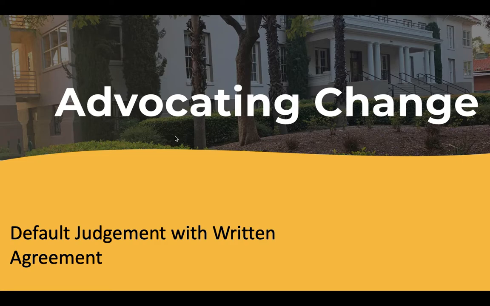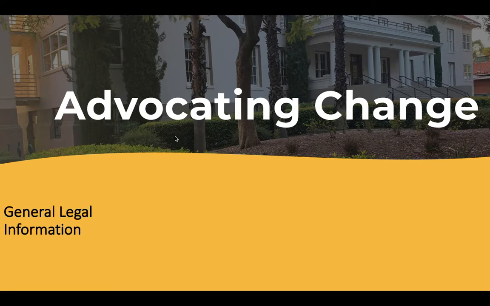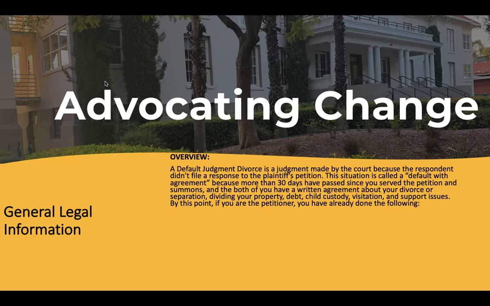Default judgment with written agreement. General legal information. Overview. A default judgment divorce is a judgment made by the courts because the respondent did not file a response to the plaintiff's petition. This situation is called a default with an agreement because more than 30 days have passed since you served the petition and the summons, and both of you have written an agreement about your divorce or separation, dividing your property, debt, child custody, visitation, and support issues.